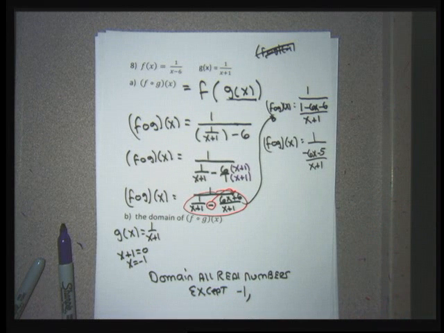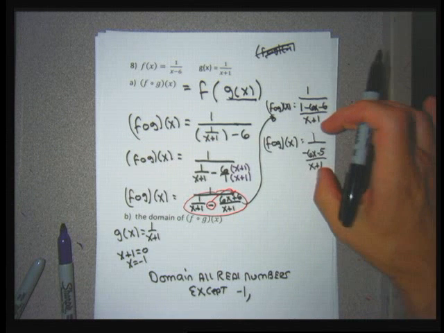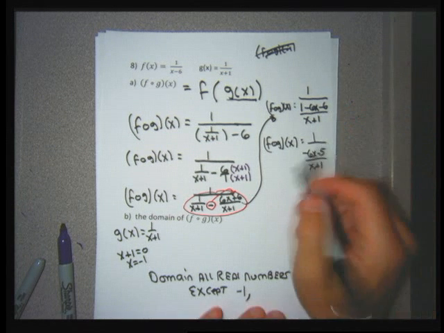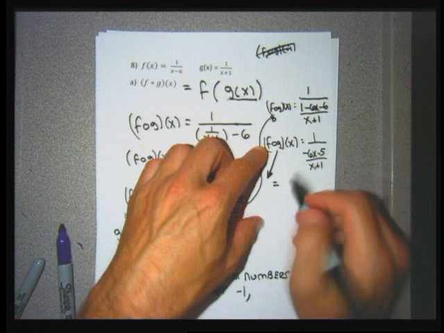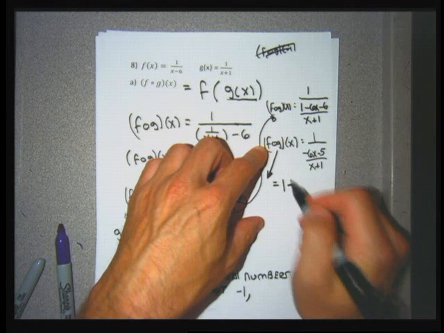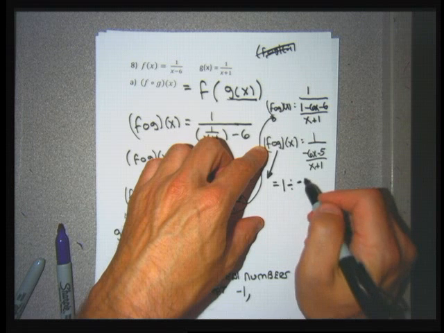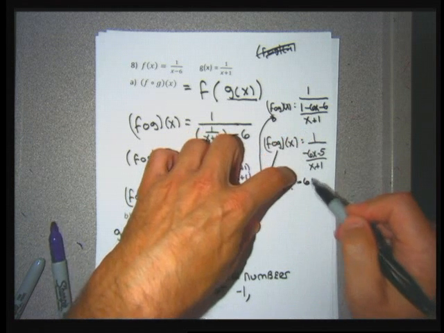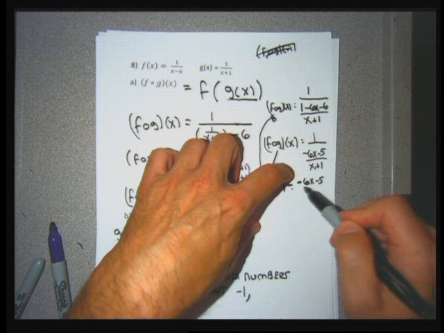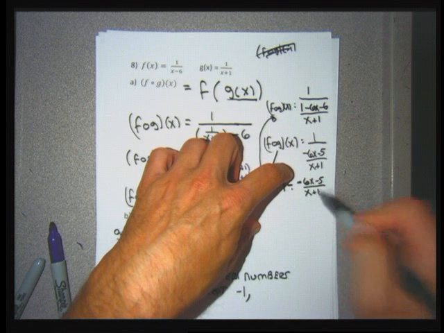Still more grunge to go. This stacked fraction is ugly. I'm going to rewrite this. I'm not going to bring this down, although I should bring it down. This is going to equal, instead of writing it as a fraction, I could write it as a division. So this is going to be 1 divided by that numerator, negative 6x minus 5 over x plus 1.